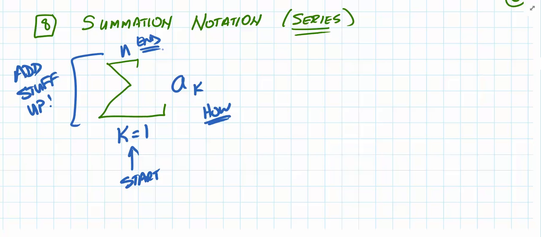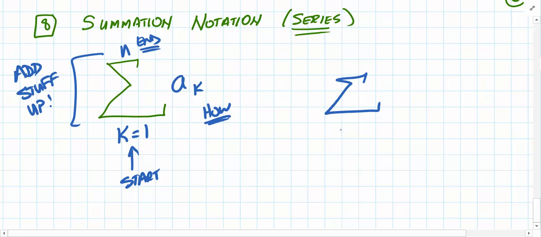The big sigma means add stuff up. And you have to know the 3 things and how to do it. Where do you start? Where do you end? And how do you want me to add things up? So here's an example. 1 would be the starting number. What if I say, give me the summation of the series, k goes from 1 to 5 of 3k.